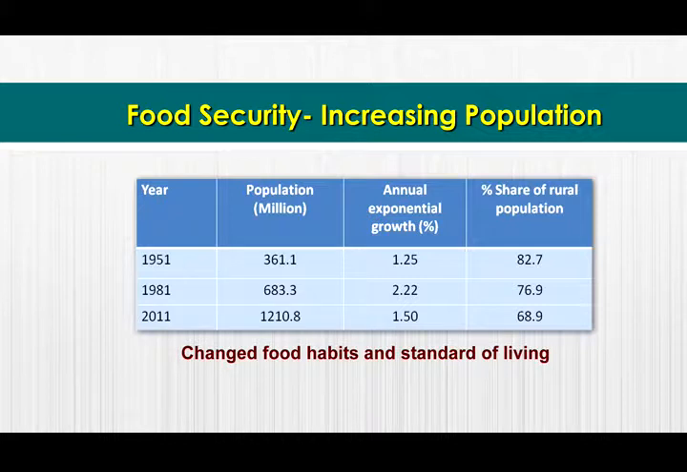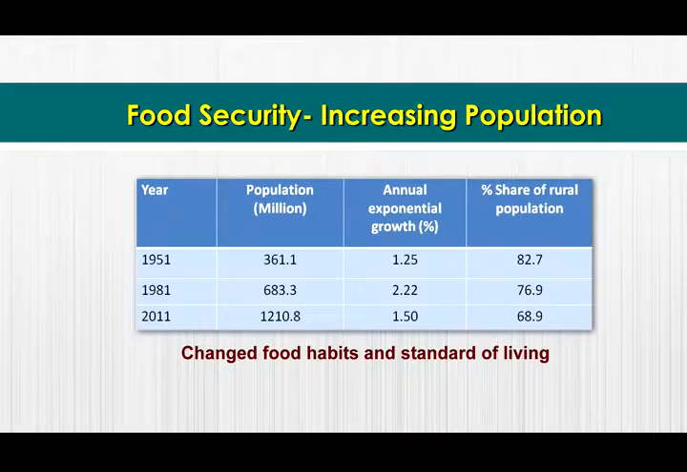Now we have to see what target population we have to serve through the agriculture sector. Our population was 361 million in 1951. It has now increased to 1210 million in 2011. But you see the share of the rural population is also declining. In 1950-51, 82% were from rural areas. This declined to 76.9% in 1981. In 2011 the population from rural areas is 68.9%. Mainly the people from rural areas are engaged in farming occupations. So fewer people are producing for more people now.